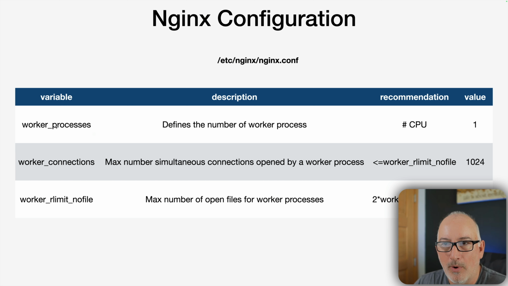One is the worker processes, and that defines the total number of processes that Nginx has run at any time. The recommendation that I saw for this is we set it to the number of CPUs. We're going to start off with just 1 since we're on the T2 micro.